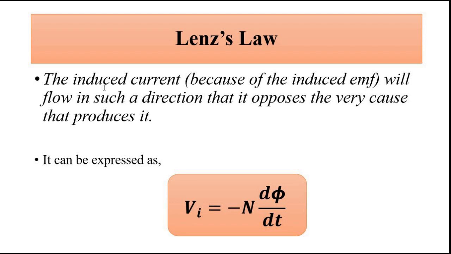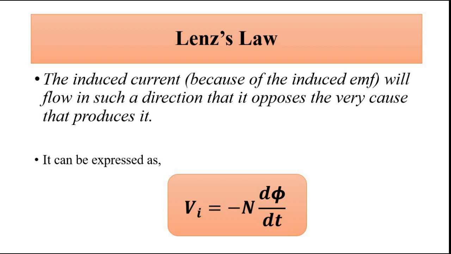It is that the induced current or the induced EMF will be in such a direction, the current flow will be in such a direction, that it opposes the very cause that produces it. The cause of the generation of EMF is the change in flux. So it will oppose the change in flux. The induced EMF or current will be in such a direction that will oppose the change in flux. So that's why a negative sign comes here. So that is VI is equal to minus N d phi by dt. Okay, that is Lenz's law.